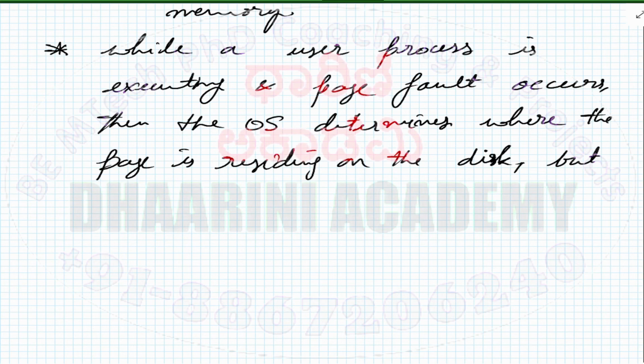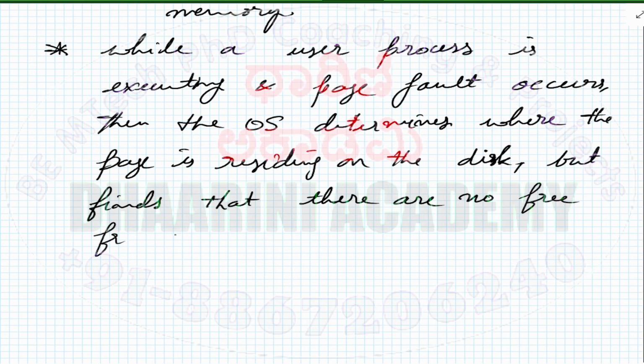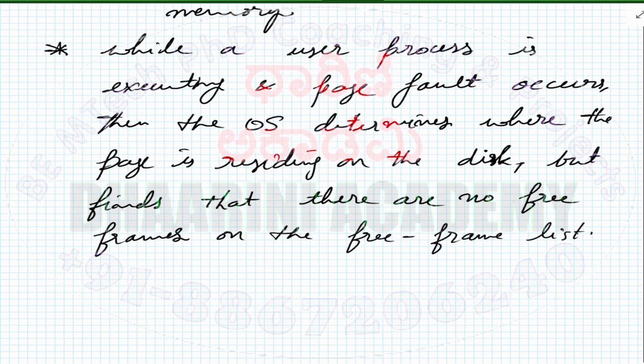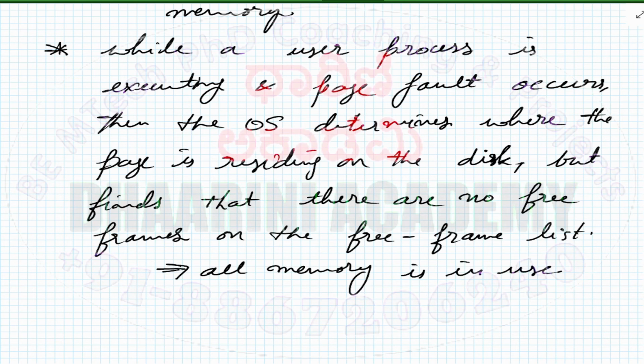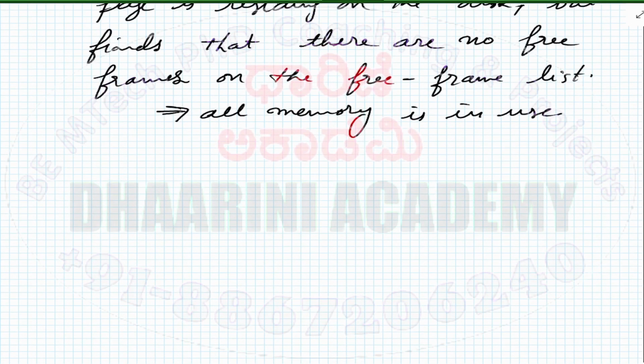So we extend this sentence: but the OS finds that there are no free frames on the free frame list. This means what? Complete memory is in use. Let's try to write a simple diagram to understand what happens here and why the replacement is required.